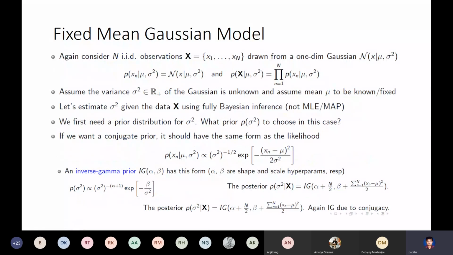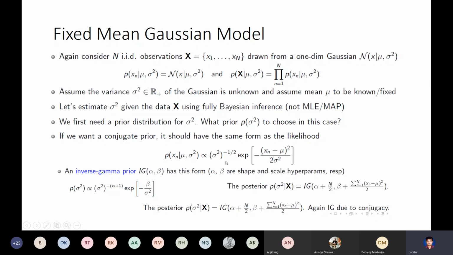So now let's come to the other case. That means mu is known, sigma is to be estimated. Let's assume, as previously, that the likelihood distribution xn given mu sigma is this. If you multiply all these likelihoods over n samples, because they are independent, you get this. And sigma square is to be estimated.